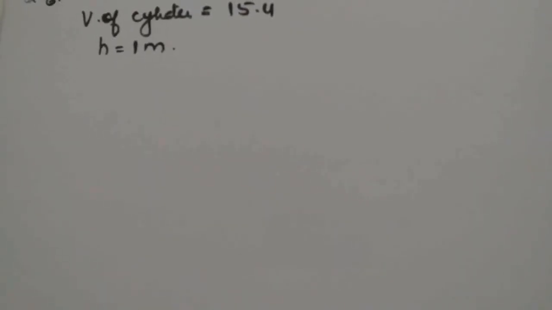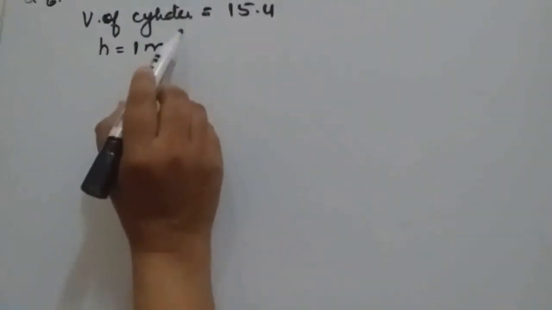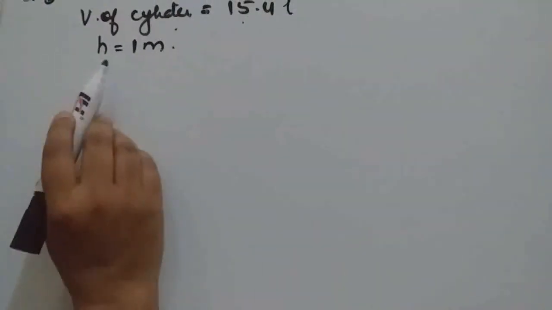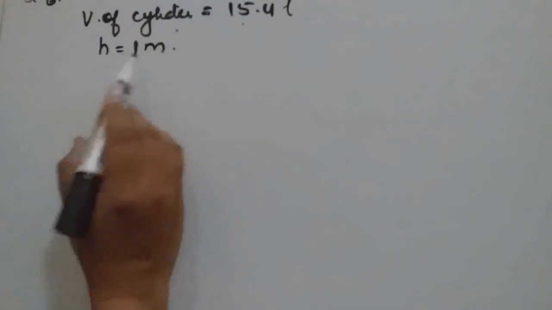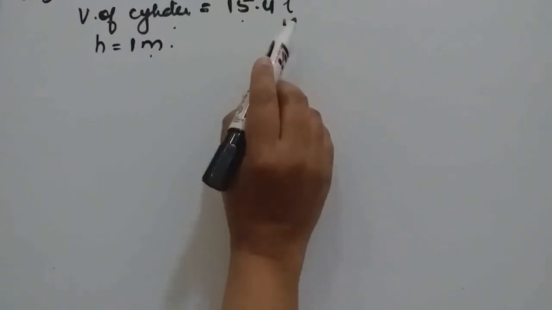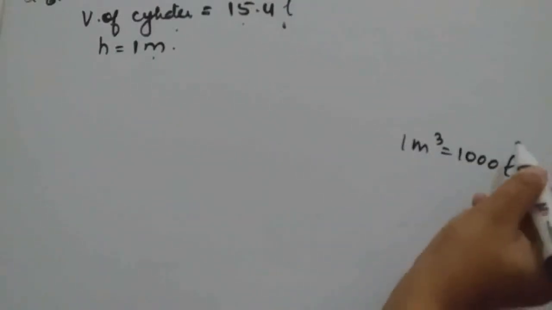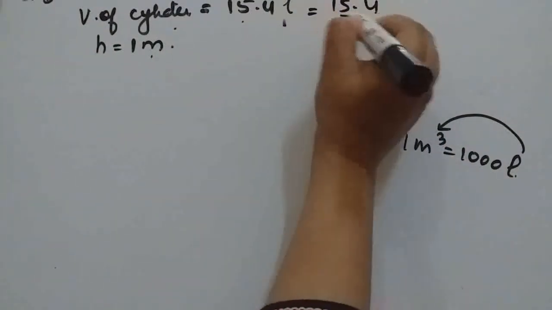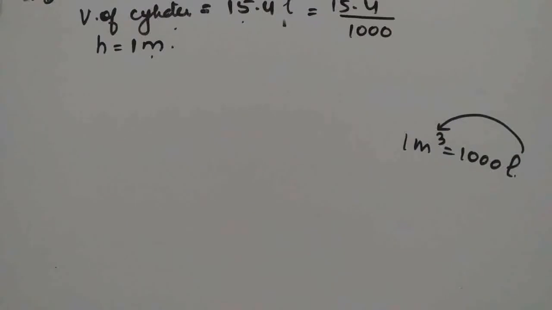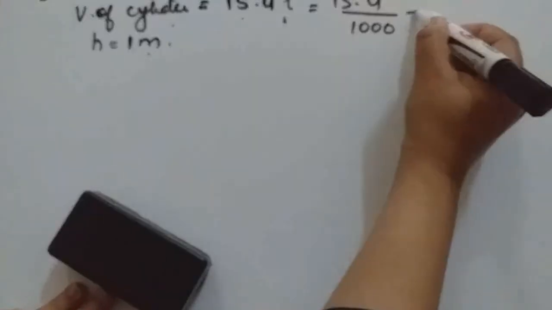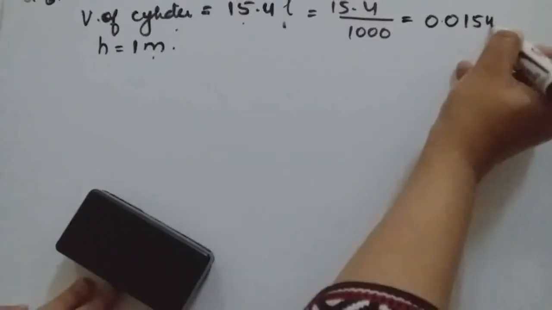In question 6, the capacity of the cylindrical vessel, that is the volume of the cylinder, is given as 15.4 liters. Okay, and height is given as 1 meter. So here height is in meter, volume is in liter. So this liter should be converted into meter cube. So we know 1 meter cube is what? 1000 liter. So we need to convert from L into M cube. So what we should do? We should divide. So 3 zeros we will remove from the denominator, means the decimal will shift 3 digits to the left. So 0.0154 meter cube.